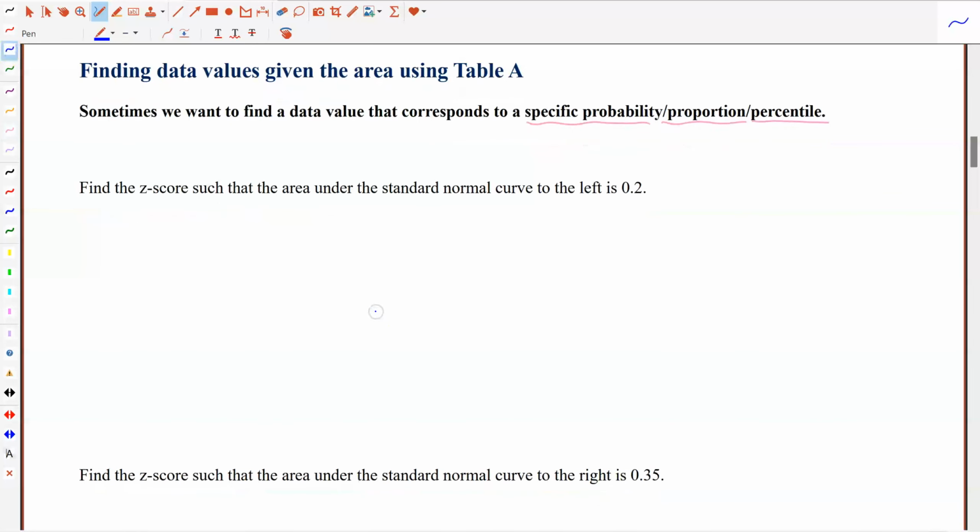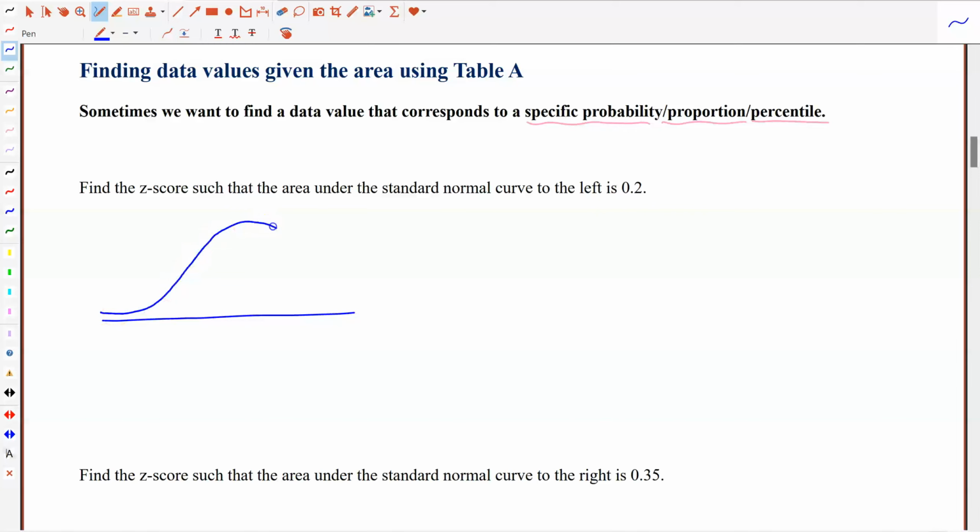So it's kind of going a little bit backwards on the curve. So how can we use table A to find a z-score if I know what area I am looking at? In our first example, it says find the z-score such that the area under the standard normal curve to the left of that z-score is 0.2. Alright, so I'm going to sketch what I'm looking at.